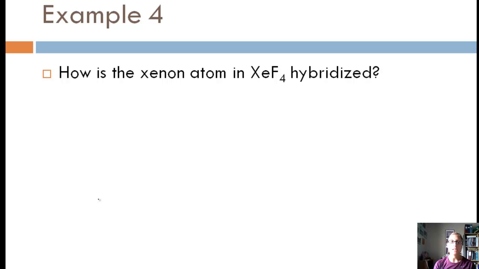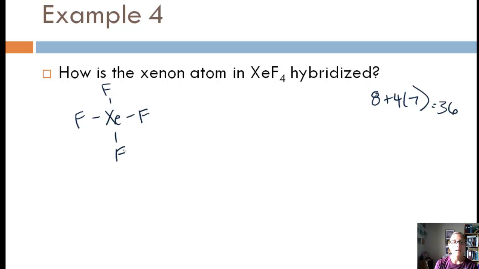Okay, so how is the xenon atom in XeF4 hybridized? Well, xenon donates 8 valence electrons. Each fluorine donates 7. And so that comes out to a total of, what, 36 valence electrons? I did my math right. So let's do the Lewis structure first. 2, 4, 6, 8, 10, 12, 14, 16, 18, 20, 22, 24, 26, 28, 30, 32, 34, and 36. So now we've got another exception. We have 6 total bonding sites around the xenon. So that means it's d2sp3 hybridized, octahedral arrangement.